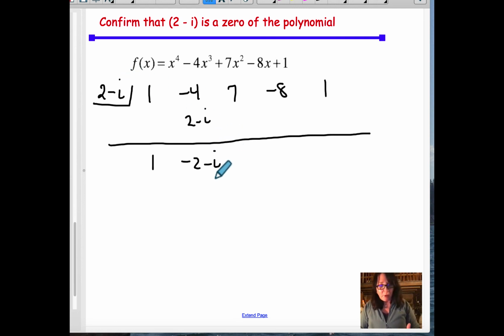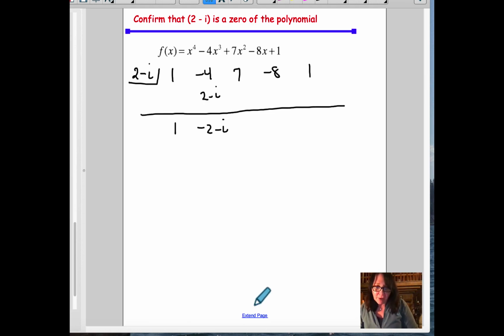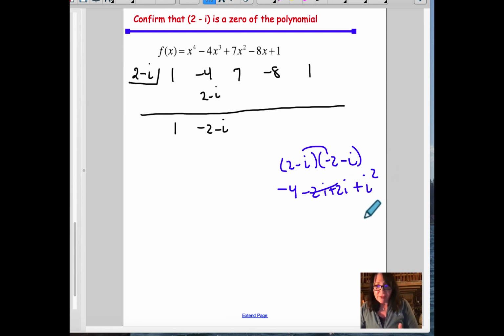Now I need to multiply across. So I'm going to go over here into my little workspace, and I'm going to multiply across, okay? So I'm going to go 2 minus i, and then negative 2 minus i. Okay, so we get 2 times negative 2 is negative 4, minus 2i, plus 2i, that's good, those cancel, and then minus minus, so that's going to be positive i squared. Well, i squared is negative 1, so this is negative 4 minus 1, which is negative 5. So when I multiply 2 minus i times negative 2 minus i, I get negative 5.